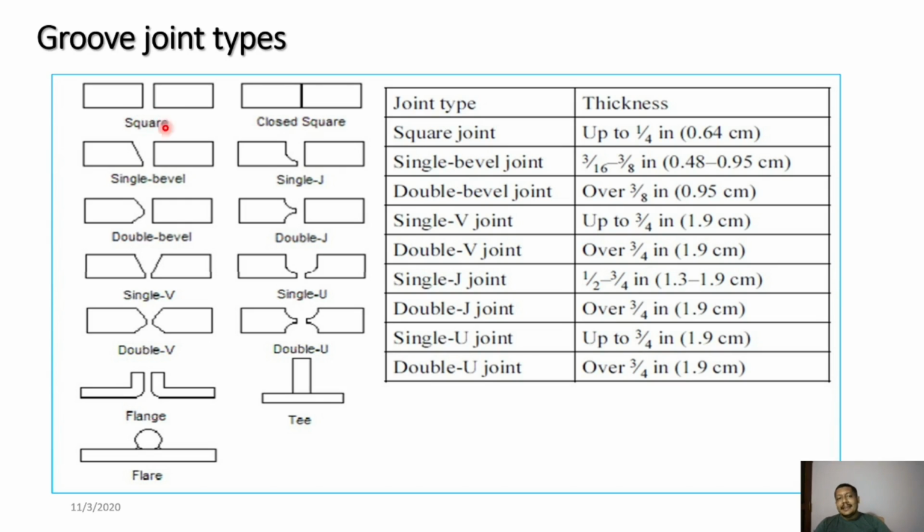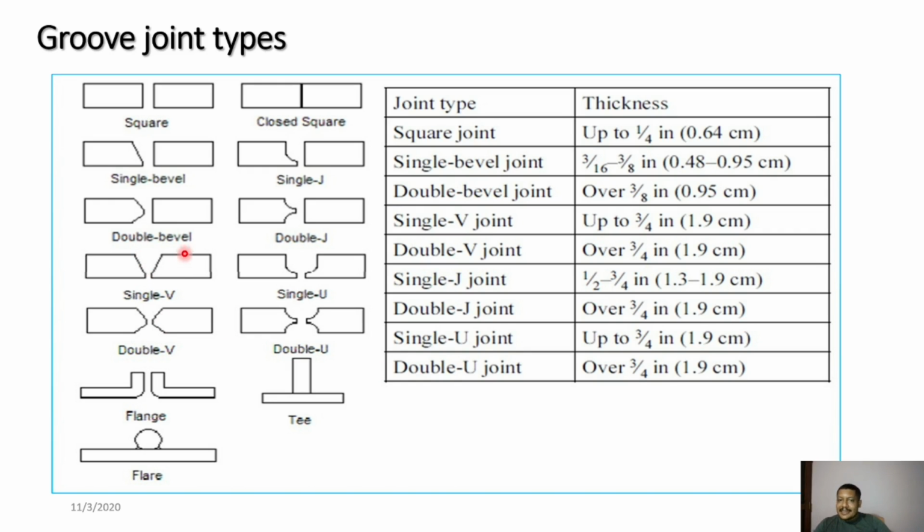If the plate is still thicker, you can see from 0.48 to 0.95 centimeter, you can go for single bevel joints. If the plate is thicker than 0.95, you have to go for double bevel joints. In the same way to single bevel, you will have single J, where you can see 1.3 to 1.9. You will have double J for thickness greater than 1.9.